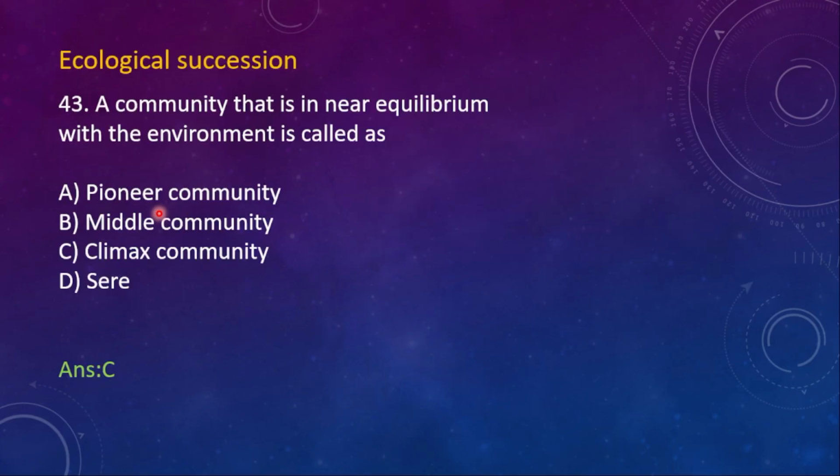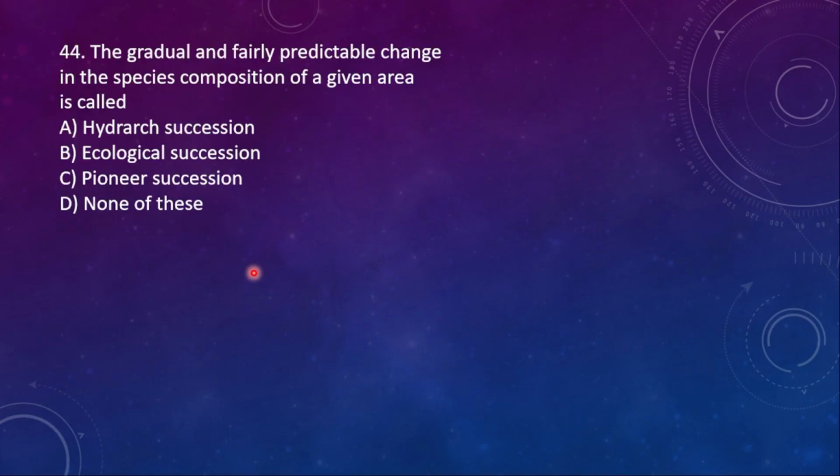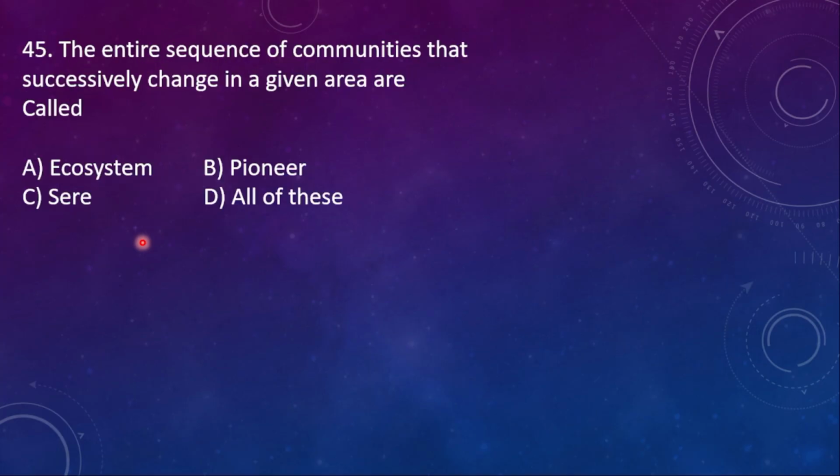Pyramid of number. Next, from the ecological succession, 43. A community that is in nearly equilibrium with environment is called as pioneer community, middle community, climax community, and sere. Here the right option is climax community. 44th one. The gradual and fairly predictable change in a species composition of a given area is called hierarchy succession, ecological succession, pioneer, none of this. Here the right option is option B, ecological succession.